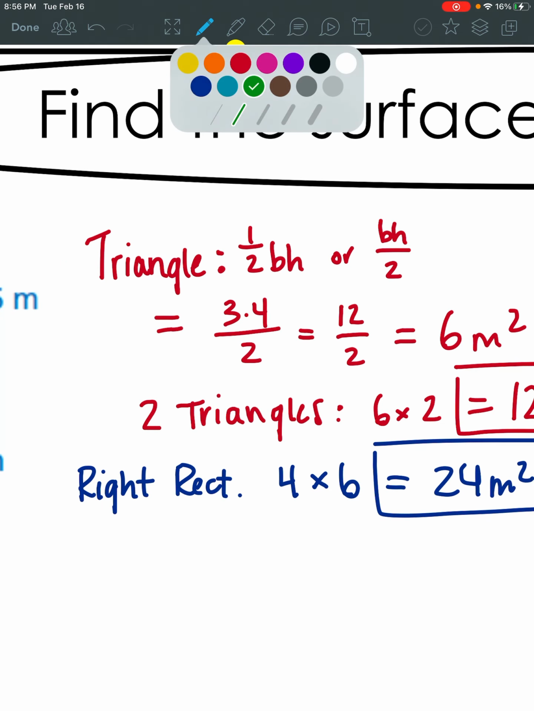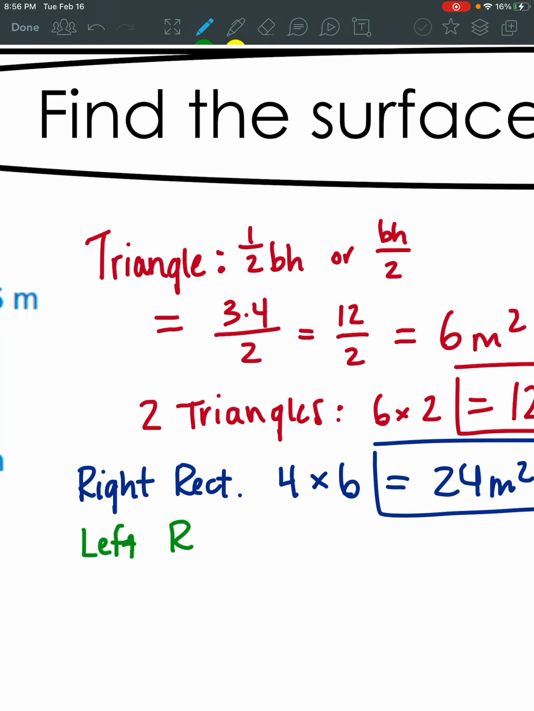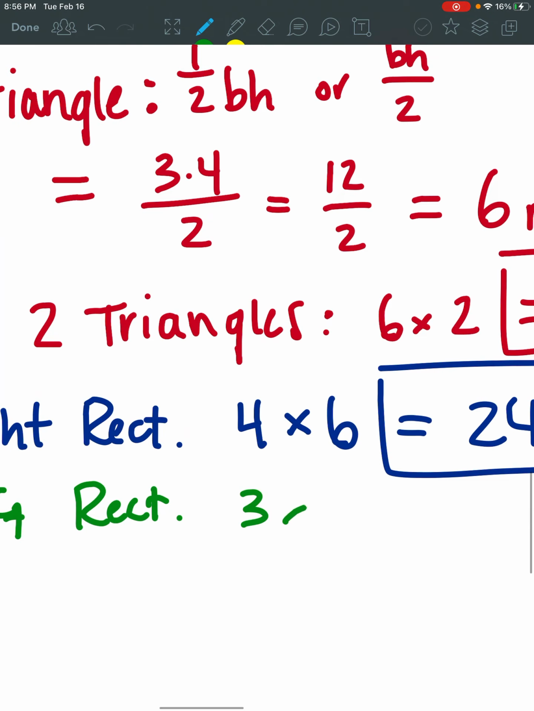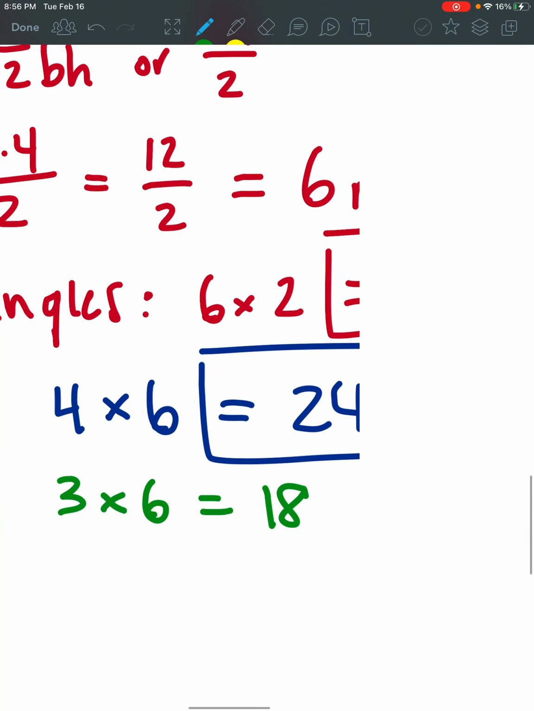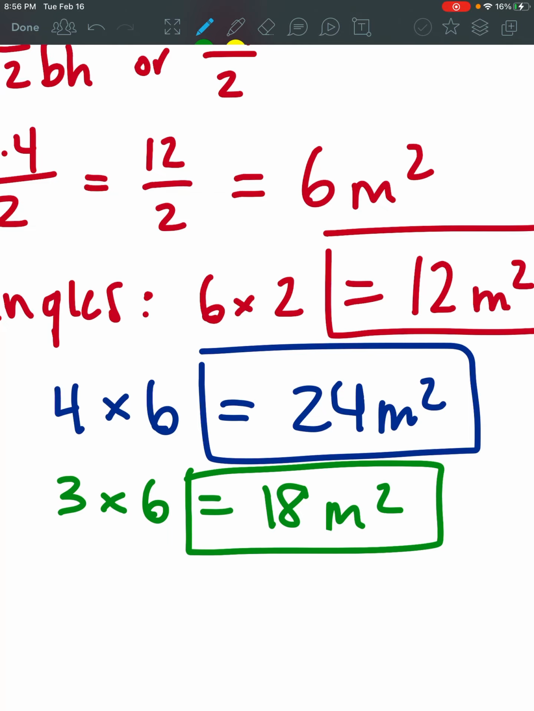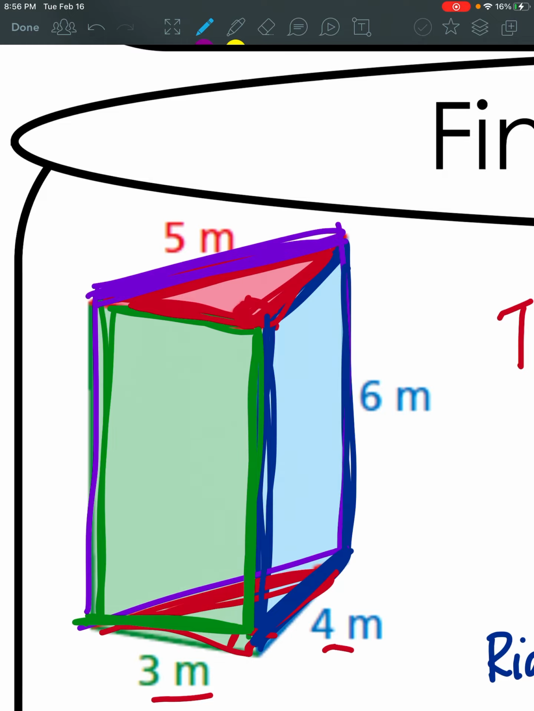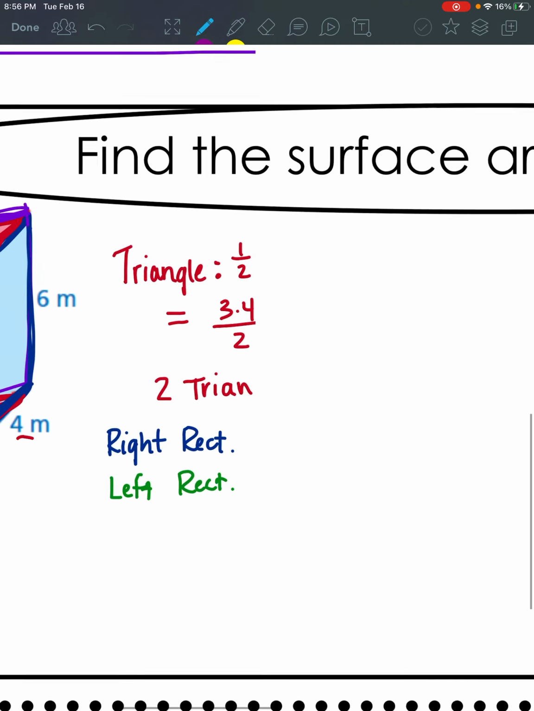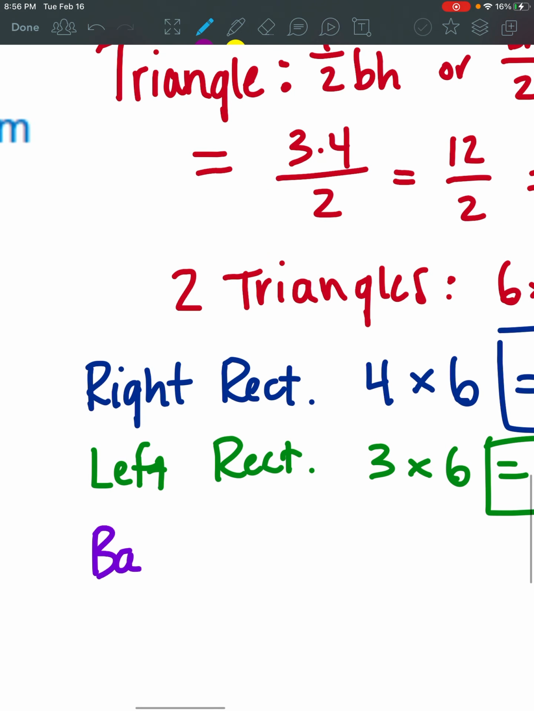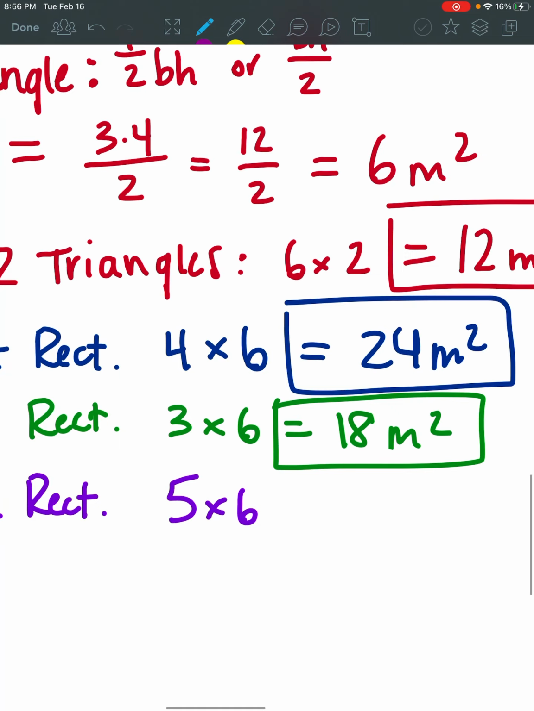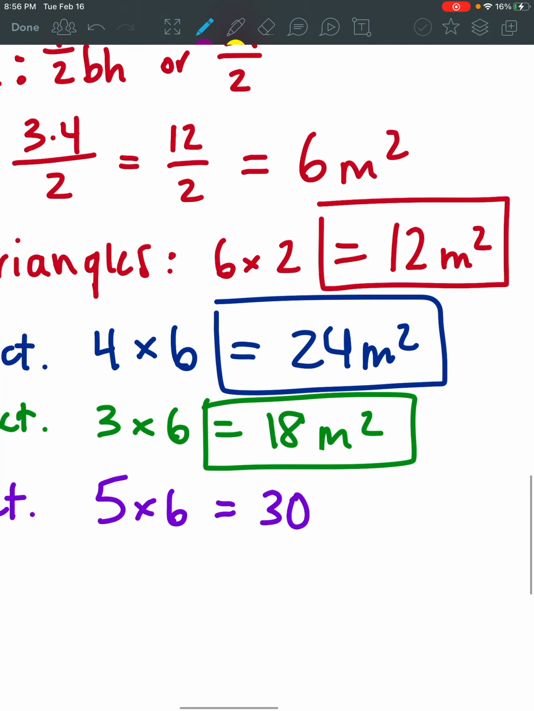We're going to do the left rectangle. So that is 3, and then again by the height, so 3 times 6, and that gives us 18 meters squared. And then one last rectangle that we need, and that is the back behind that we can't see, so that is 5, and then the height by 6. So the back rectangle. And the importance is that you don't miss out on any of these sides. So that was 5 by 6. And that's why I labeled all these sides to make sure that I didn't miss any.